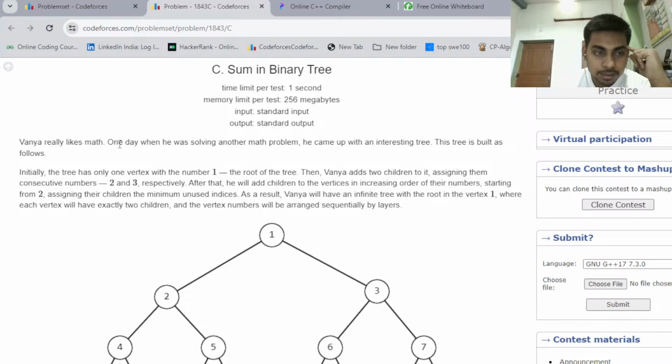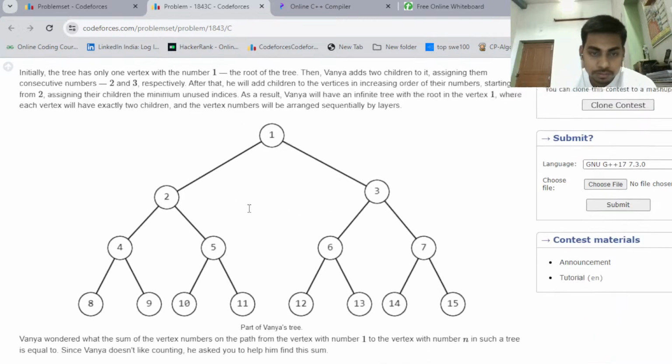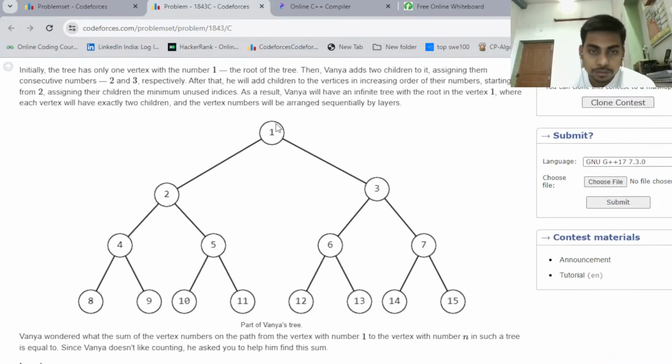One year really likes math, and one day when he was solving another math problem, he came up with an interesting tree. This tree is built as follows. Initially the tree has one vertex with number one, the root of the tree. Then he adds two children to it, assigning them consecutive numbers two and three respectively. After that he adds children to the vertices in increasing order, with numbers continuing from there. You can observe that from the figure. The root node is always 1, then we have 2 3, then we assign 4 5 6 7, 8 9 10 11 12 13 14 15, like that.